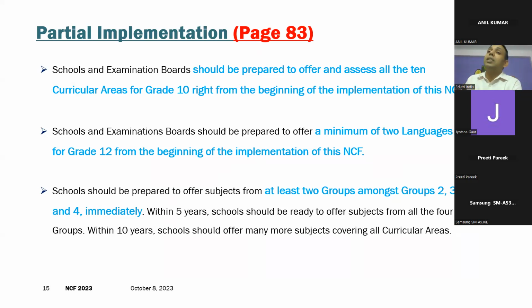And the 2 languages, they have clearly written, page number 83, school and examination board should be prepared to offer a minimum of 2 languages for grade 12 from the beginning of implementation of this NCF. This is a very important line of this document. That is the reason I have taken these lines from there itself. I have not changed anything. I have only taken the important point and made it bold.